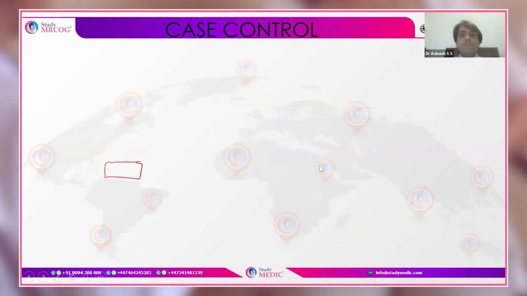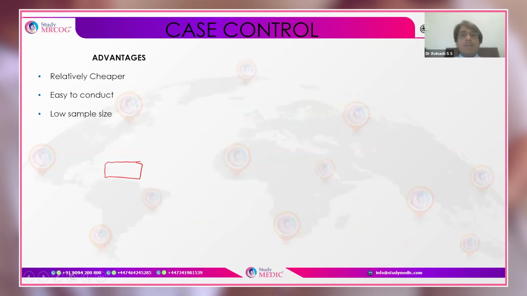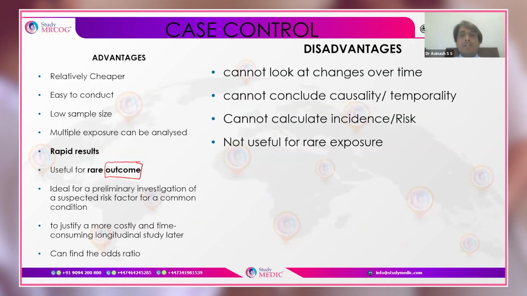Now, the other type of studies. What are the advantages and disadvantages of case controls? It cannot look at changes over time. It cannot conclude the causality because there is no follow-up. It cannot calculate the incidence because of the same reason. And it is not useful for rare exposure because these cases may never be exposed to that rare exposure. So these are the disadvantages of the case control study designs.